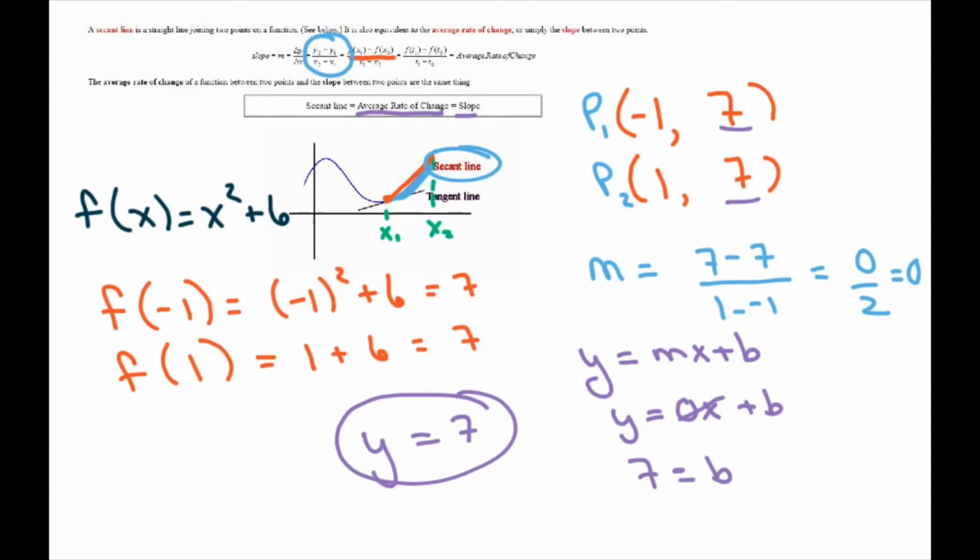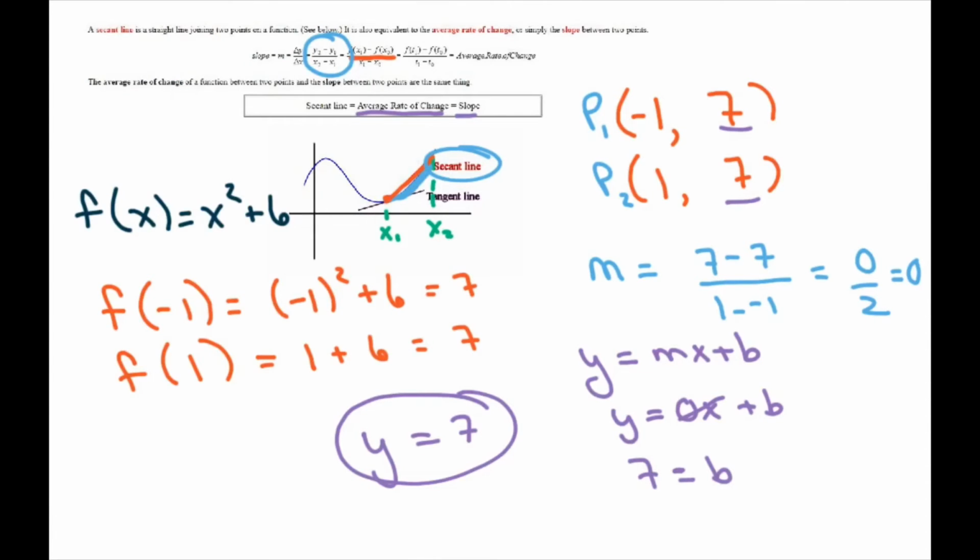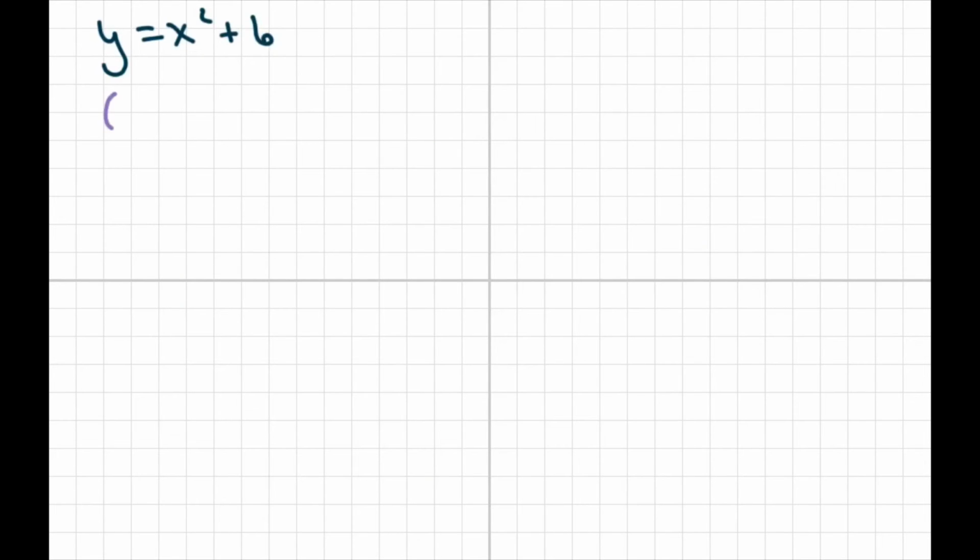And that's it for that. So if you don't need to graph it, you're done. If you do need to graph this, let's graph it. The first thing I want to notice is I have -1 goes to 7, and 1 goes to 7.